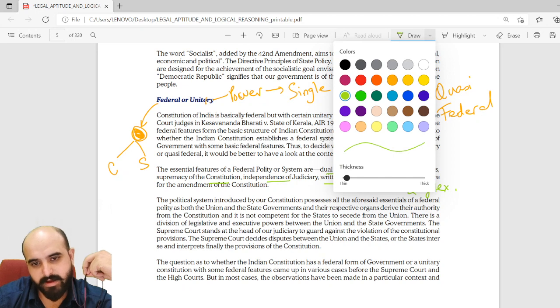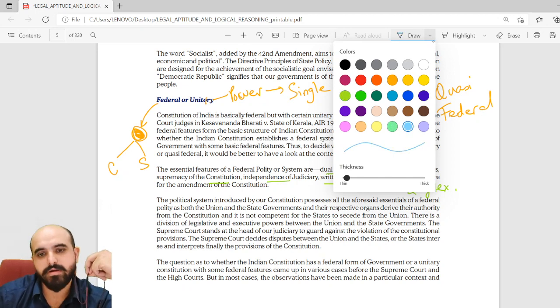Sorry, I'm playing with colors. It's for your better understanding. Also, I love a colorful book.